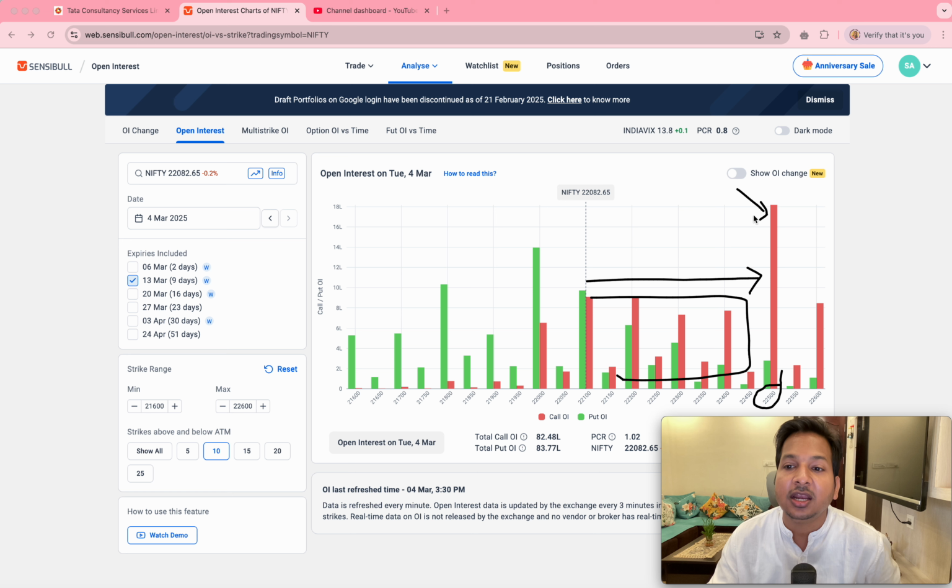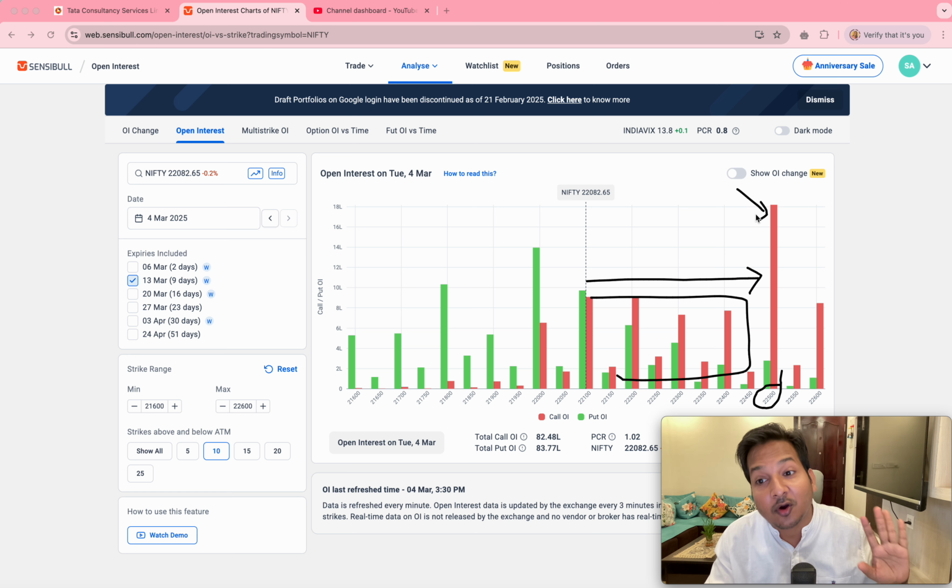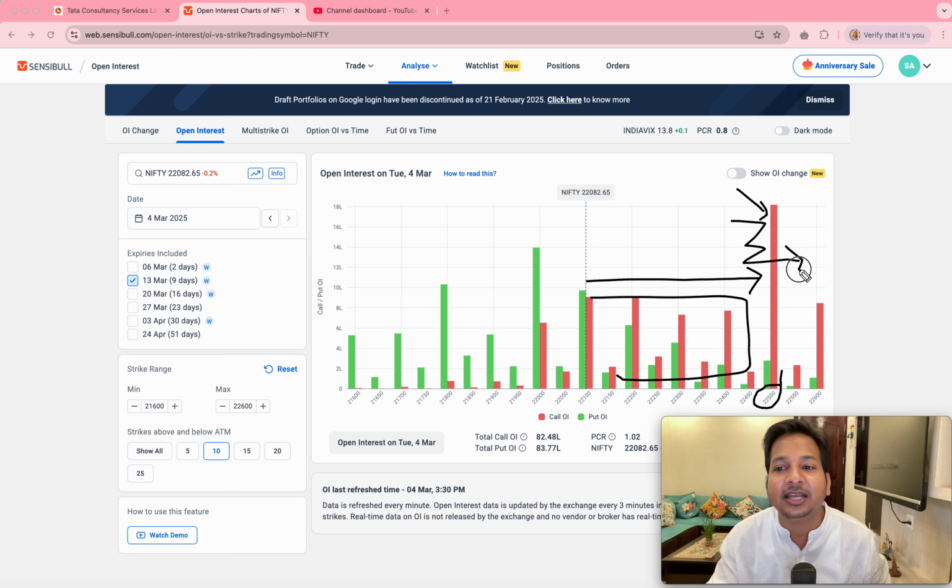So Nifty can again hit this wall and come back, or if it tries to break it and successfully breaks it, then you have to see what the next OI data is which can act as a resistance level.